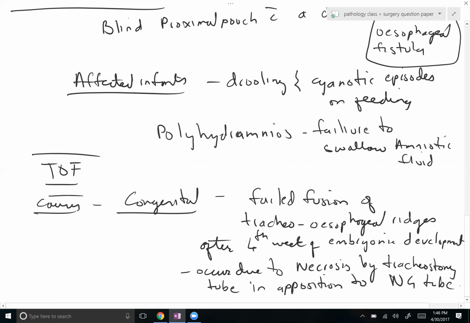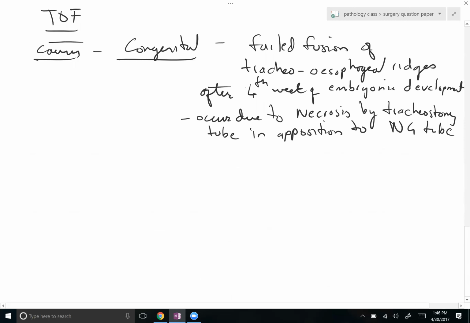Now, tracheoesophageal fistula, TOF or TEF. You can make a mnemonic as you want, or a short form. The associated anomalies. With this, we basically write it down as VACTERL.